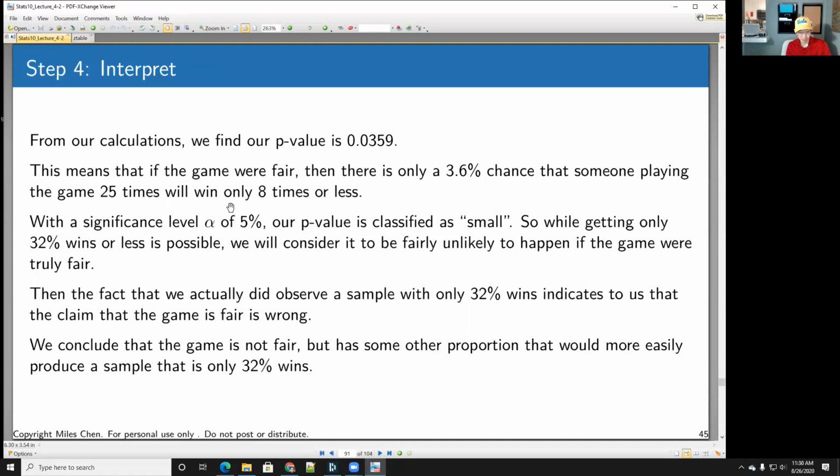So the fact that we actually observed a sample where we won only 32% of the time, 8 times out of 25, indicates to us that the claim that the game is fair is wrong. Instead we conclude that the game is somehow rigged against us, that the game is not fair, and maybe they've tweaked the wheel so that it produces less than 50% wins. That would explain why we only won 8 times out of 25. So that's that, okay?